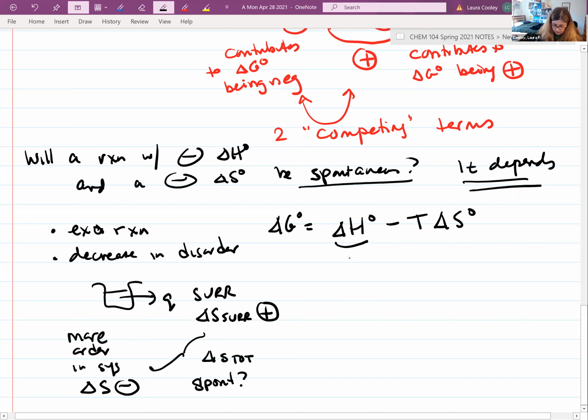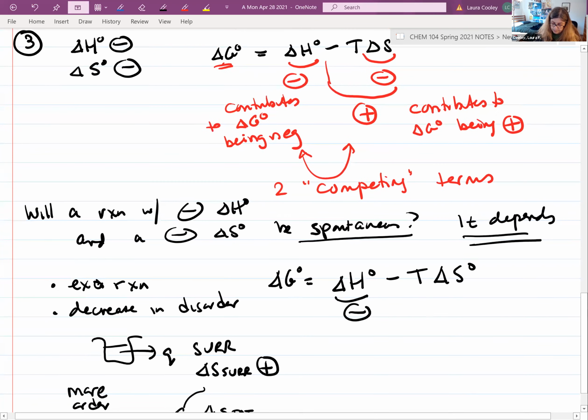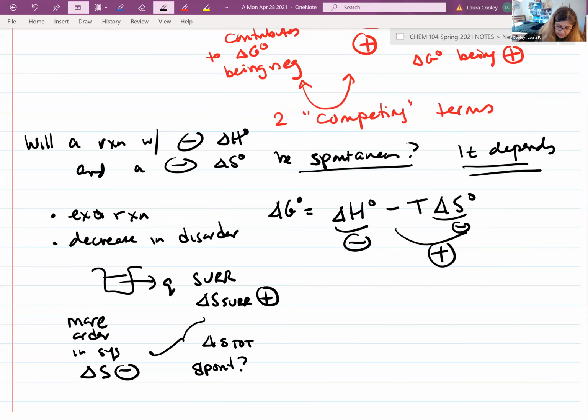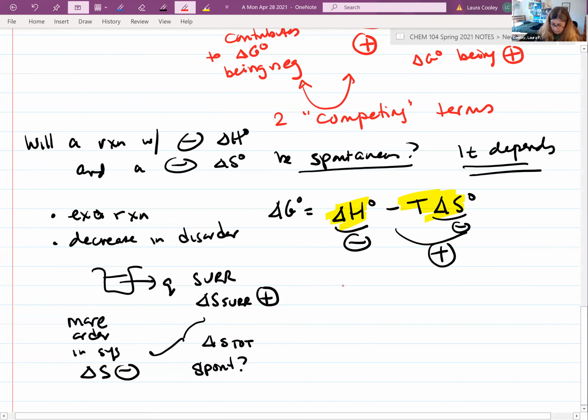So here you have a negative term, and this is negative, so this is positive. Well, what it depends on is the size of these two terms. One of these terms is going to be bigger than the other. So it depends on the sizes, or I call them the magnitudes, of these two terms.